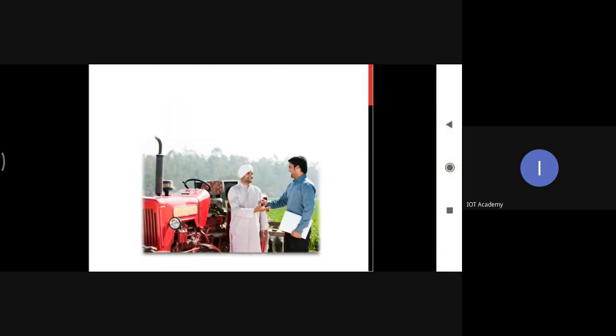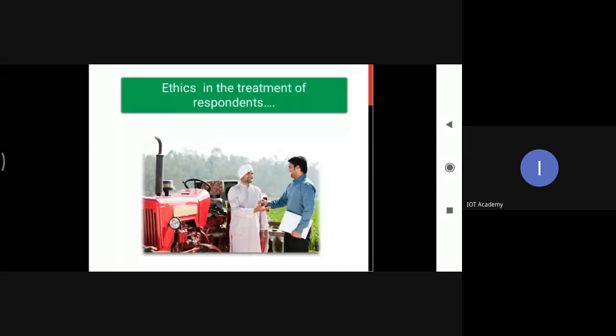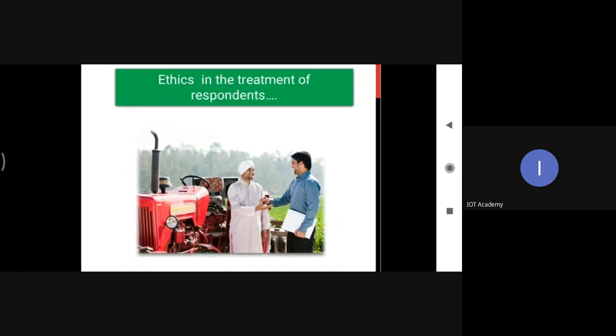Now, ethical revolution, I think I missed out this slide. Where is it? Okay. Now, there can be some ethics, for example, ethics in the treatment of the respondents. As I told you, these respondents can be male, female, old ladies, poor children, rich people, or the victims, maybe minor students, it can be anything. So we have to ensure how we are treating our respondents. We have to be courteous. We have to be transparent.